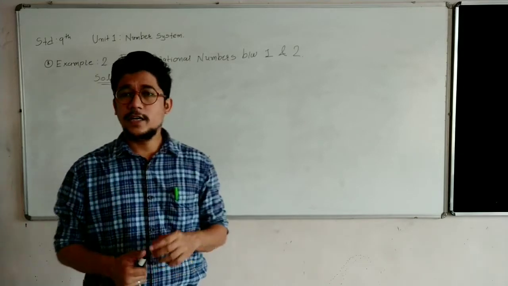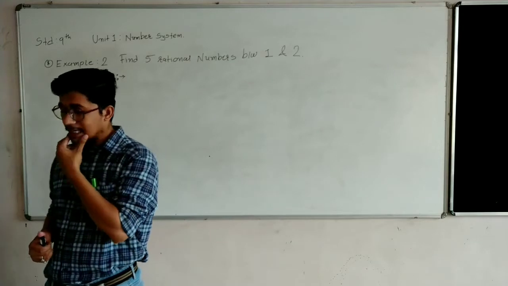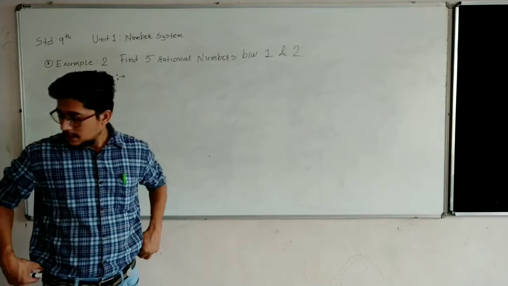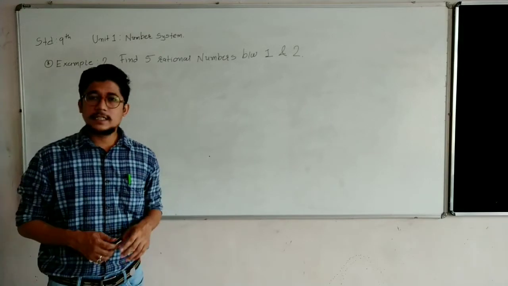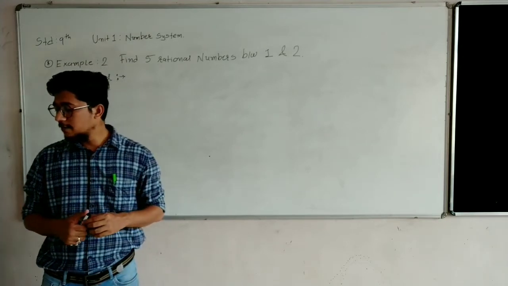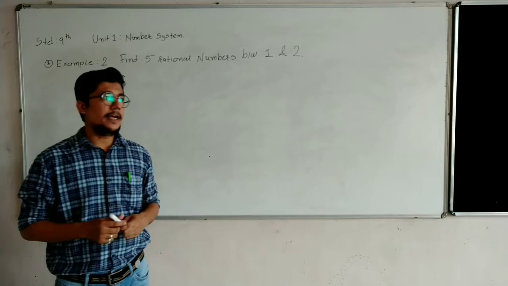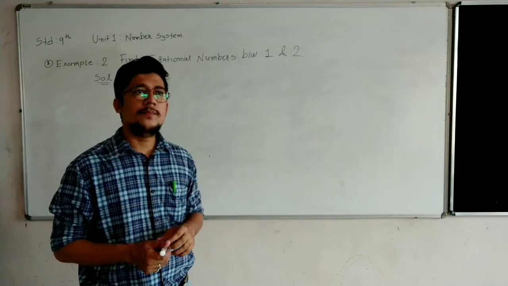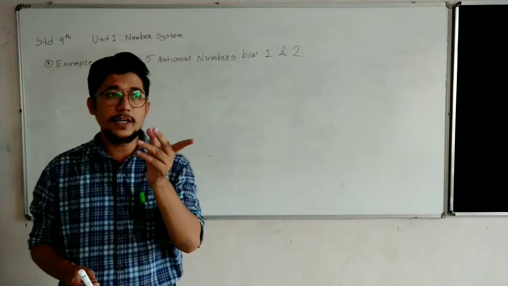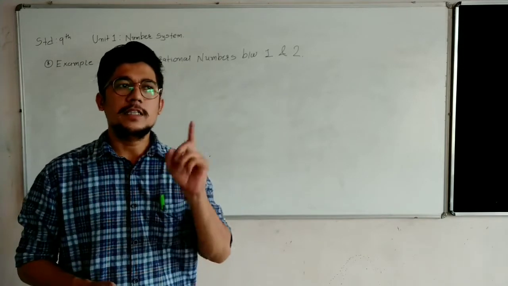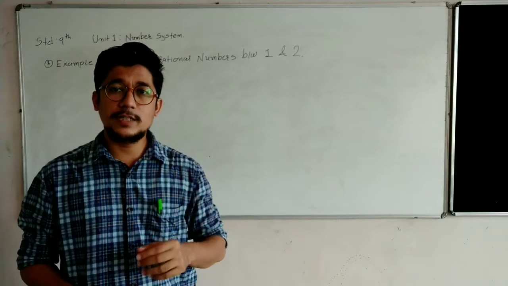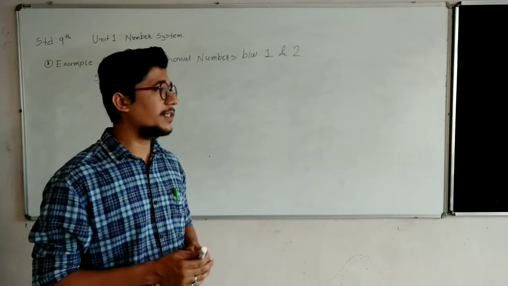So now we are doing some problems. There is an example 2, you can verify with your maths textbook and NCERT. Example 2 asks, find 5 rational numbers between 1 and 2. Before starting this problem, we would like to ask, exactly how many rational numbers are possible between whole numbers? Between 0 and 1, how many rational numbers are possible? 0 to 2? Or 1 to 2?